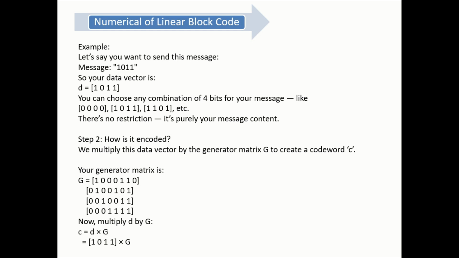So next we have a numerical. Now, a numerical of linear block code, you can see one example. Let's say you want to send the message 1011. So your data vector, meaning the message bits, is 1011. You can choose any combination of 4 bits for your message, like 0000, 1011, 1101, but here we are using 1011. There is no restriction, it is purely your message content.